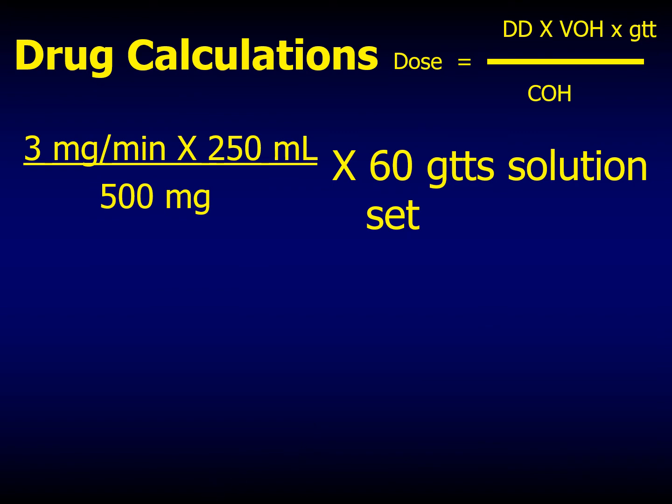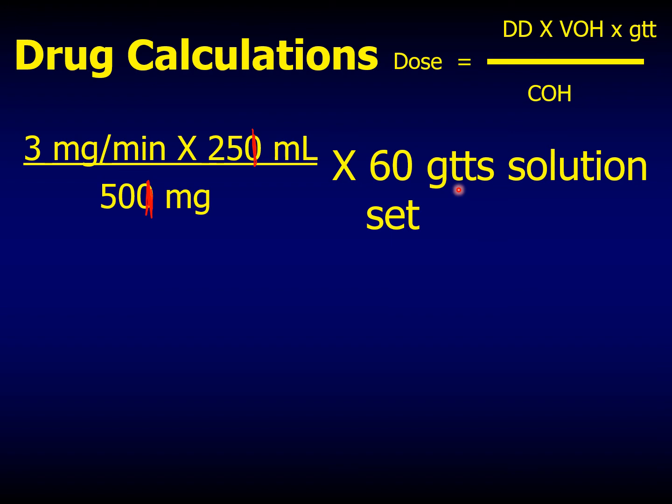Or, as I was saying before, if this is the equation you wound up with, you could make it a little easier for yourself by striking through this 0, as long as you strike through one of these zeros, and the ratios, because they're the same, you'll get the same answer. So then we take this extra step of multiplying it by 60. So we're multiplying by our 60 drop solution set, which we always use for these kind of infusions.